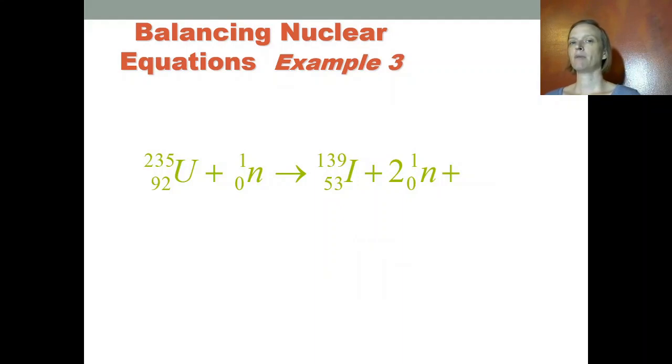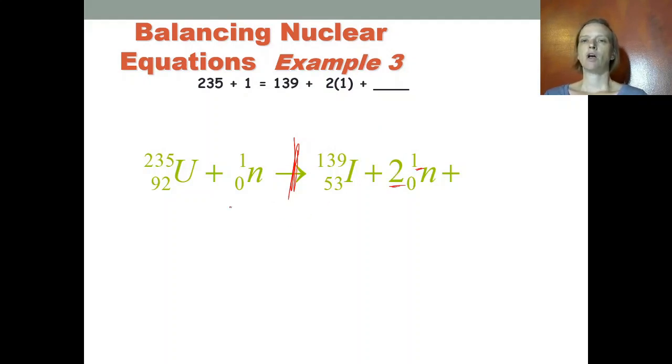Example 3, uranium. If you bombard it with a neutron, it produces this iodine and some neutrons and something else. So let's figure it out. Those mass numbers, here's my dividing line: 235 plus 1 equals 139 plus 2 times 1, because I have 2 of these neutrons.